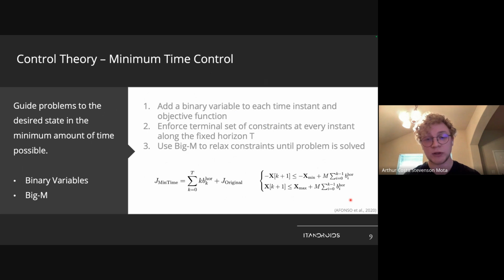Okay, so minimum time control, which is one of the applications for the Big M technique. As I said, I learned this through Afonso et al. So the idea is to guide the problem to the desired state in the minimum amount of time possible. To do this, we use binary variables in the Big M technique.